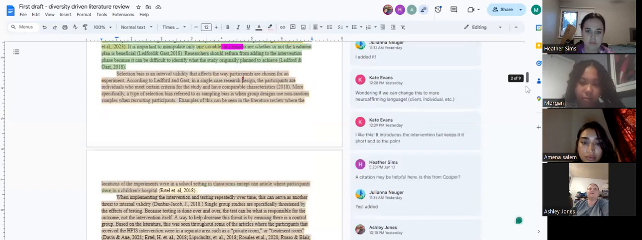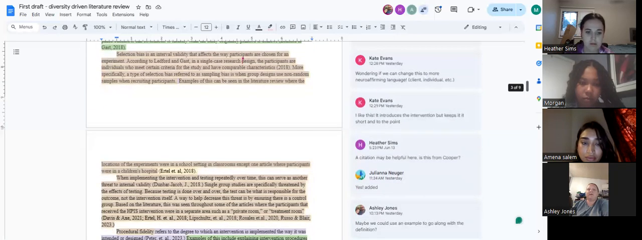The selection bias for the internal validity affects the way that the participants are chosen. According to the Ledford and Gast single case research design, the individuals who met the criteria for the study have comparable characteristics. And they did a really good job giving examples from the literature on that study.